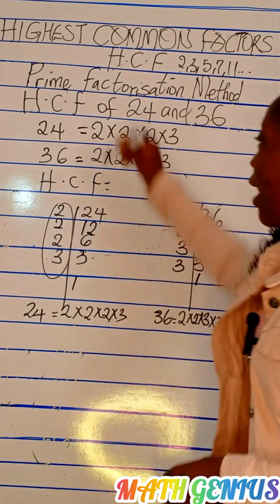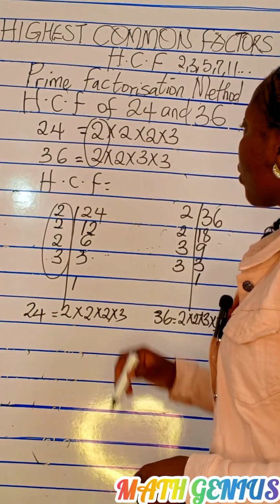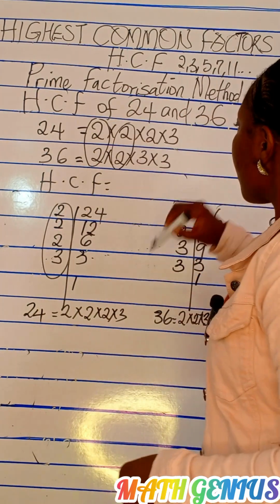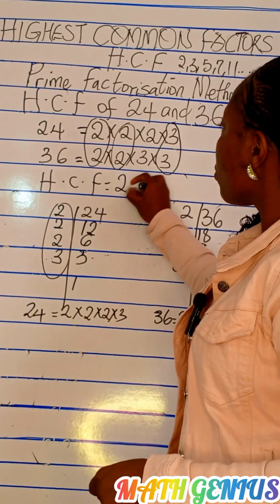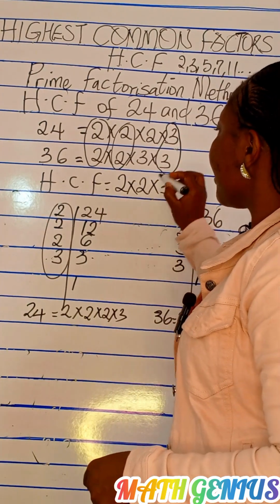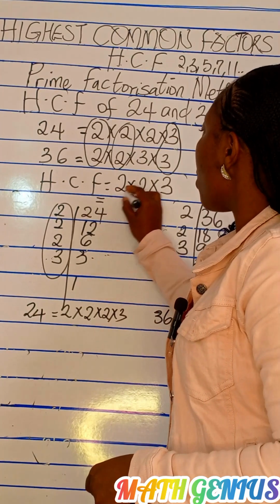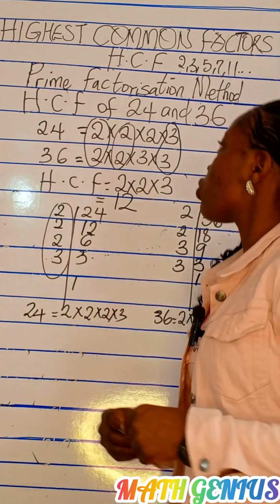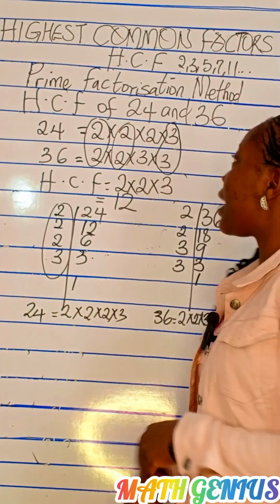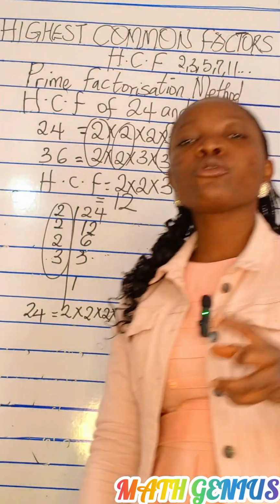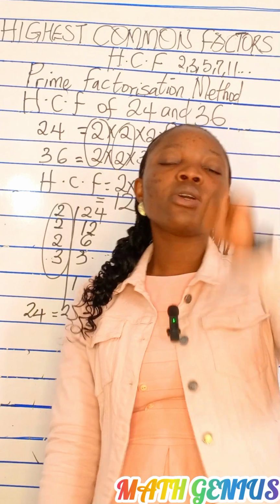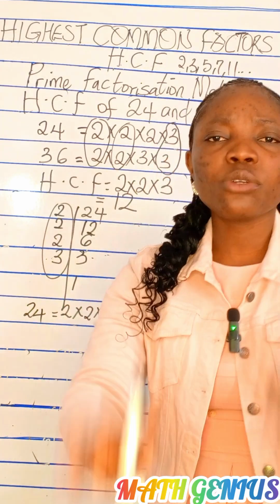So at the end of it all, we have these as common products, another common product, another common product. So at the end, we have 2 times 2 times 3, and that's equal to 12. Of course, 12 is the greatest number that can divide 24 and 36 at the same time without leaving a remainder. It means 24 can be divided by 12 to give you 2. 36 can be divided by 12 to give you 3.